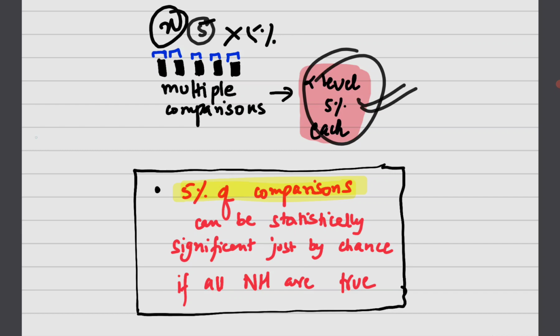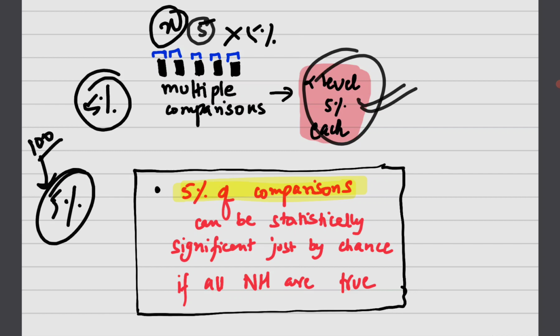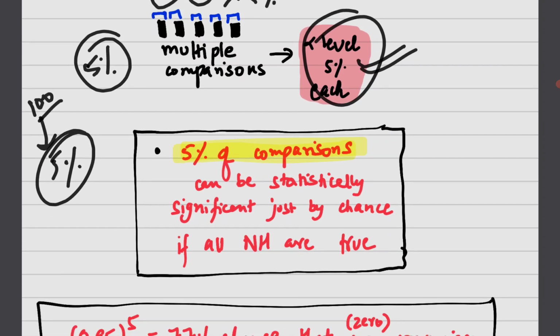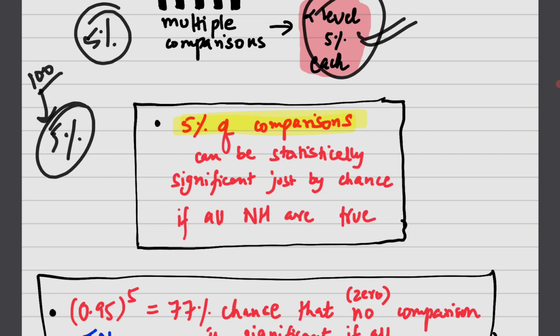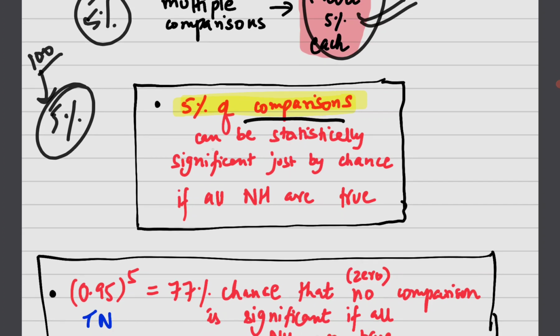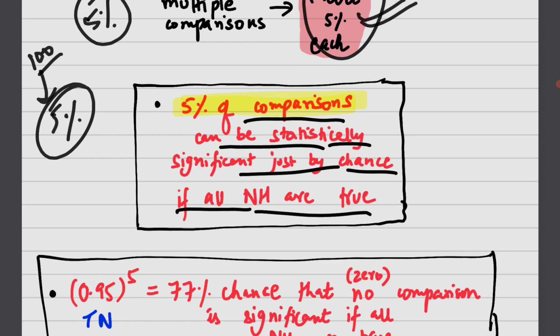I gave you the example of 100 comparisons. For 100 comparisons, if the alpha level is 5% in each of these comparisons, it means that 5 comparisons could be statistically significant just by chance, even if the null hypothesis is true for all these experiments, right? So 5% of experiments can be statistically significant just by chance, even if NH is true for all of them.